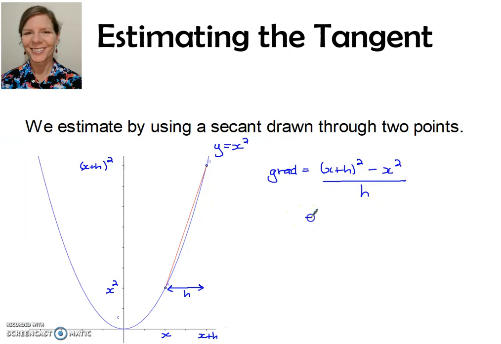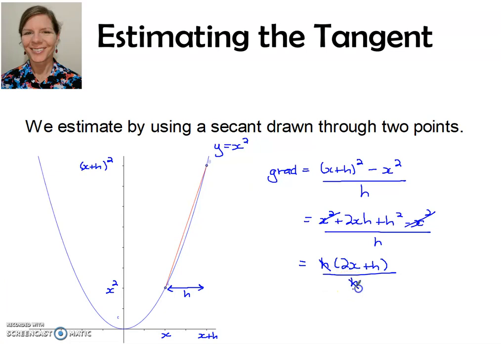Okay, so let's expand this out and see what happens. So we get x squared plus 2xh plus h squared minus x squared, all over h. So just doing a bit of algebra here. Okay, that cancels with that. Now I've got an h here and an h squared, so if I factorise h out the front, h times 2x plus h, still over h, ooh, I can cancel that out, excellent, and now I'm left with 2x plus h. Okay, so that's our formula, or rather our equation, for the gradient at any point on this curve.